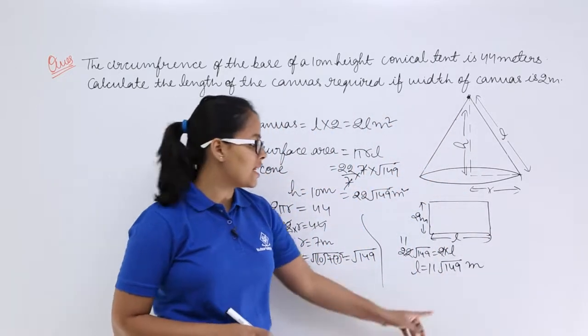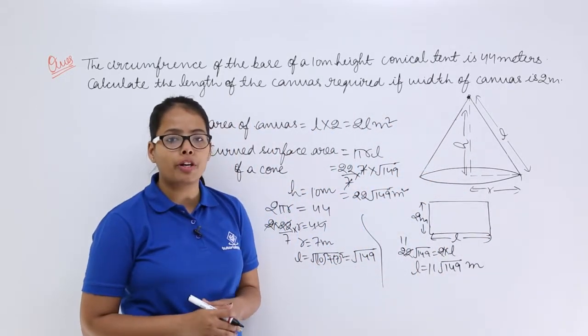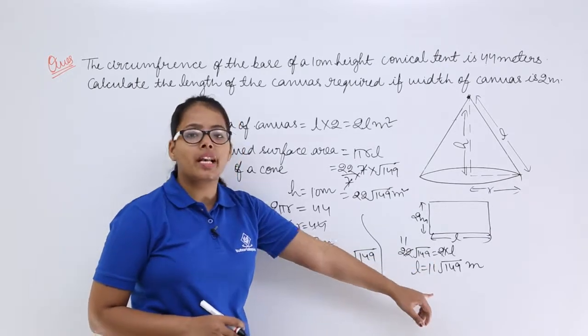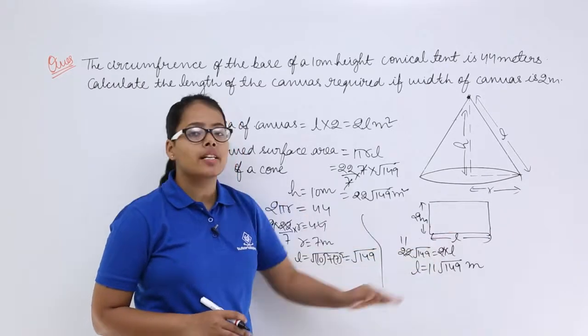Now let's calculate the value for this root 149 and then multiply this with 11, then you will get the length of this canvas.